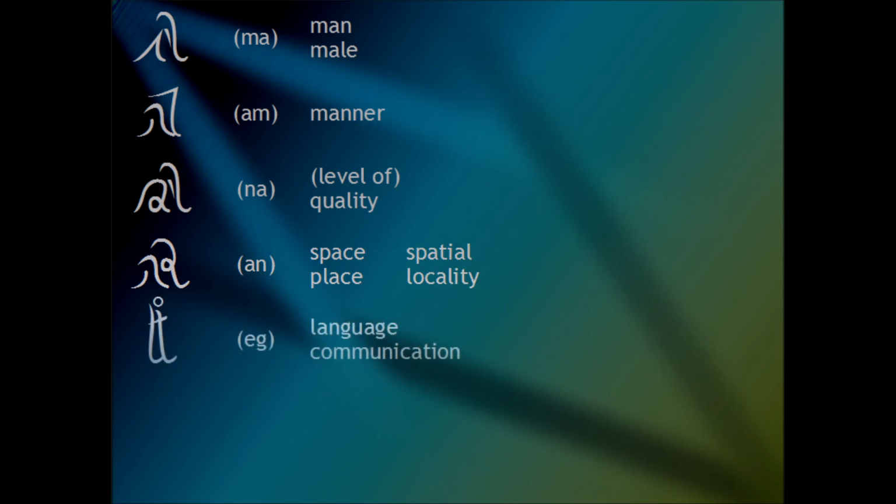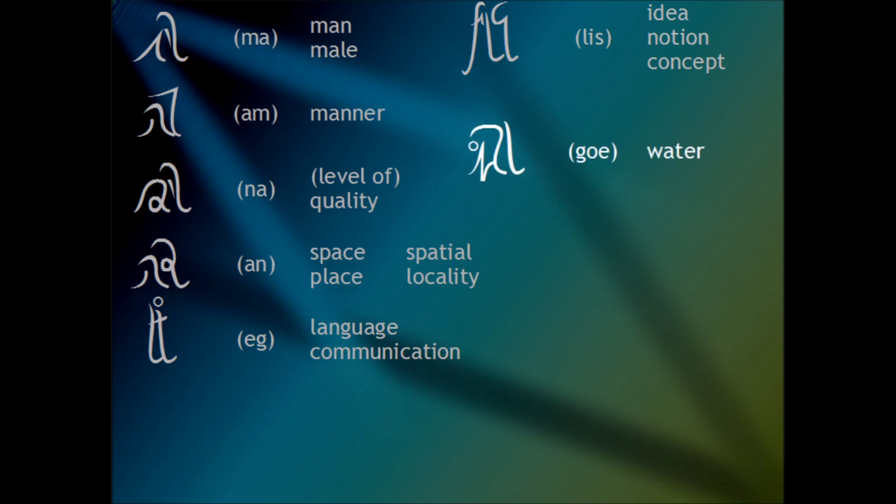Another example is Ælis, the Ælis language. Most of these syllables have only 2 letters, but they can also have 3 sometimes. Examples include lis, a concept or notion, and goe, which means water.